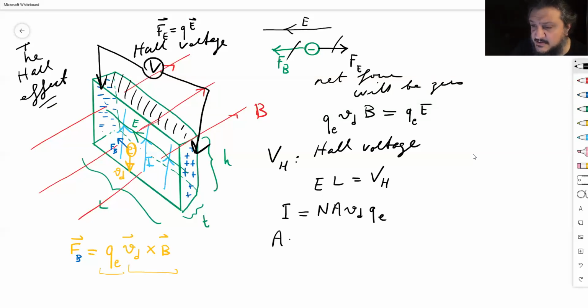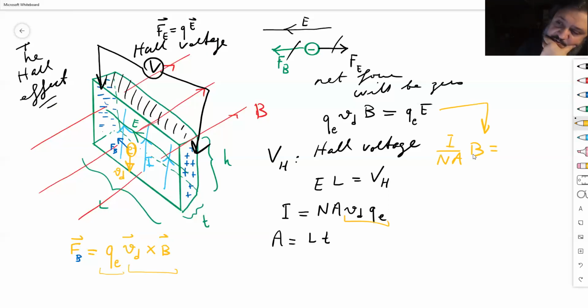So A is L times T. So I'm going to take the electric field. No, I'm going to do this. Here I have the v_d times qE. You see that? v_d times qE. So that's equal to current divided by n times A. I'm going to take that and plug it in the first equation. So instead of v times q, I'm going to write I over nA times B is equal to q times E, and instead of E, I'm going to write V_H over L, Hall voltage over L.